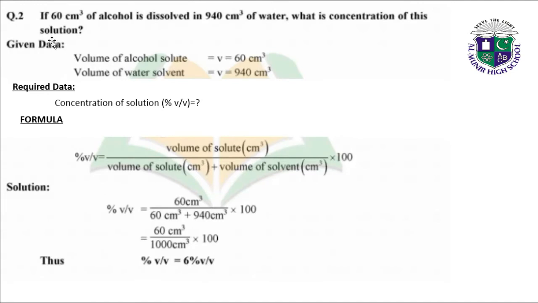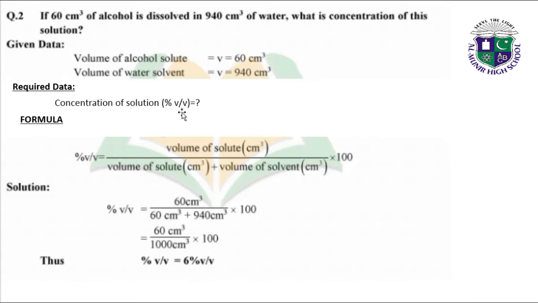Next question number 2, if 60 centimeter cube of alcohol is dissolved in 940 centimeter cube of water, what is the concentration of this solution? So volume of alcohol solute is given, volume of water solvent is given. Required is concentration of solution, percent volume by volume.